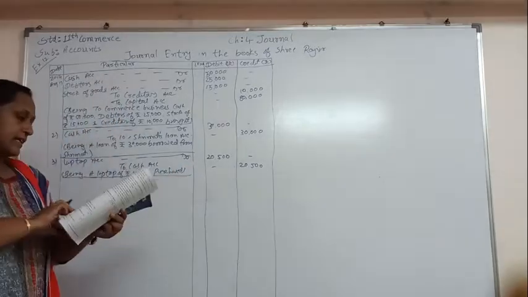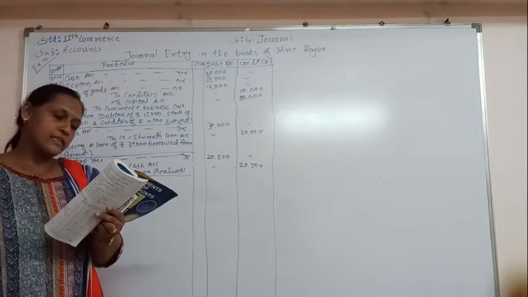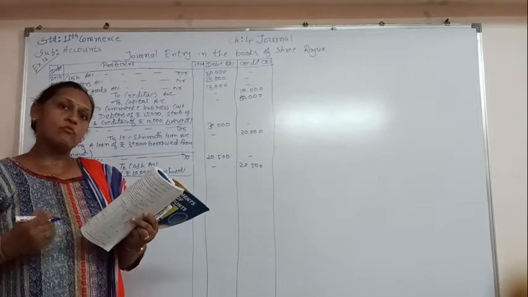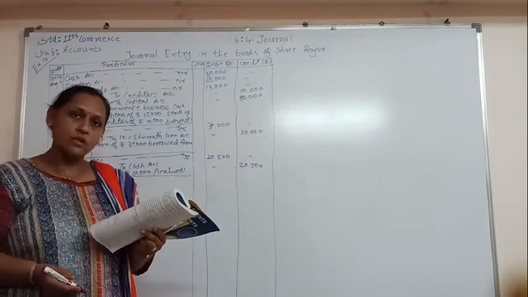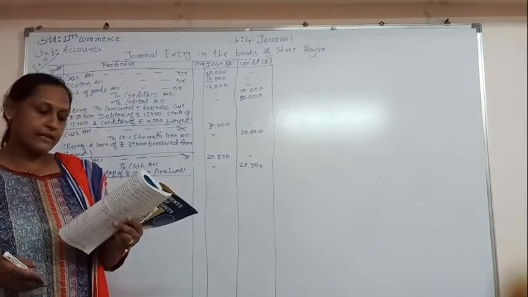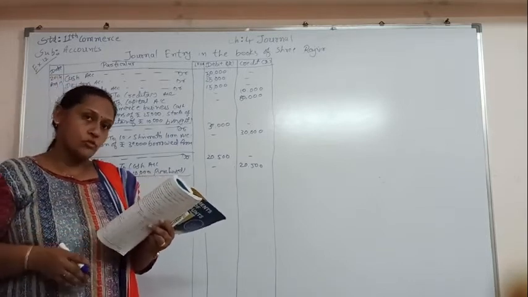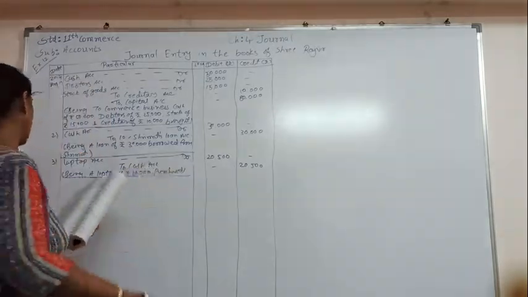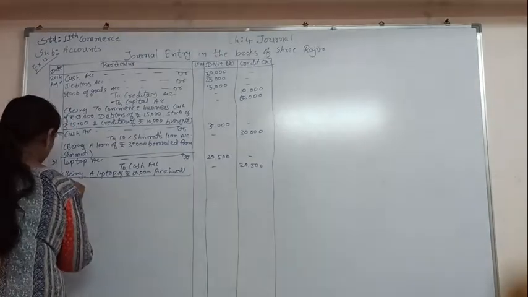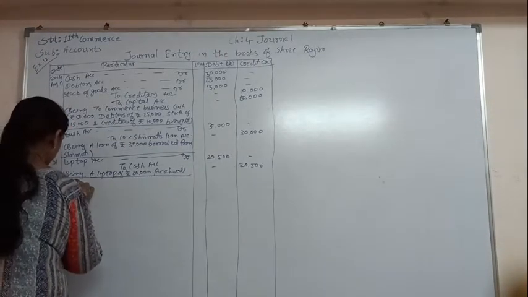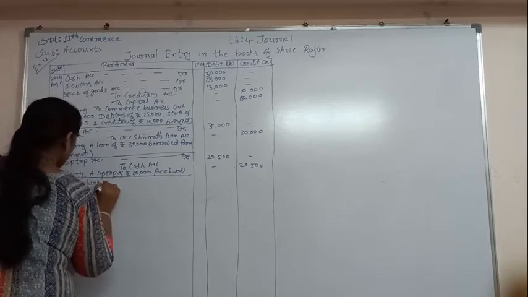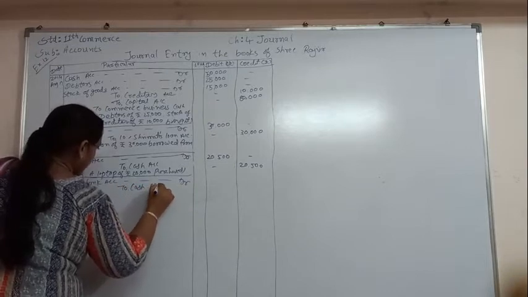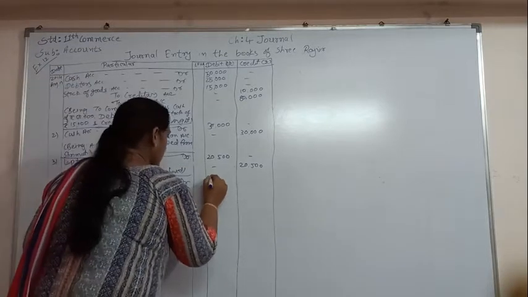Now let's see the next transaction. Open a bank account with Dena Bank by depositing rupees 15,000. So we have opened the account, and for that we gave cash. So cash is going out of the business. Cash account is going to be credit and bank account is going to be debit. So the journal entry will be Dena Bank account debit to cash account, and it will be 15,000.